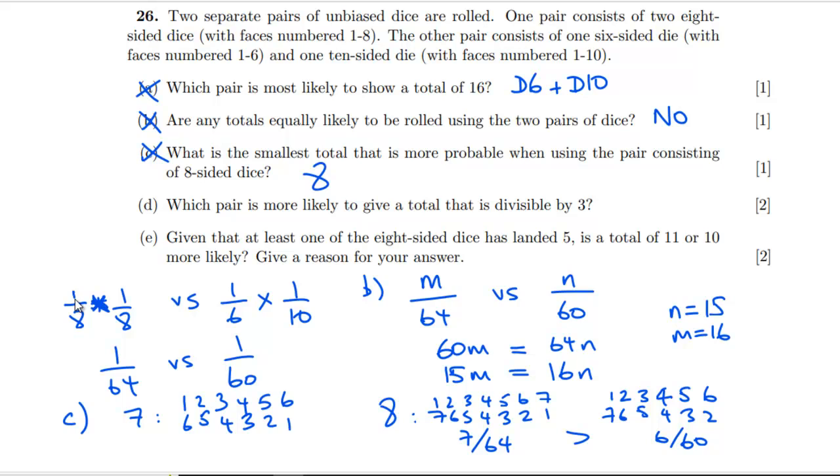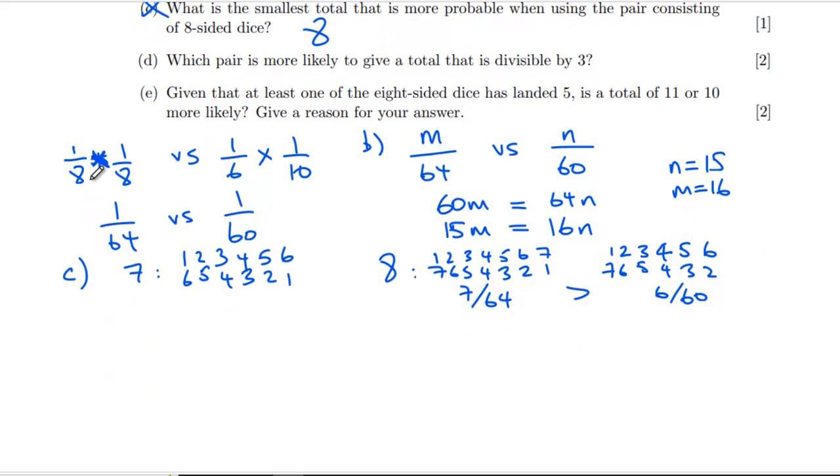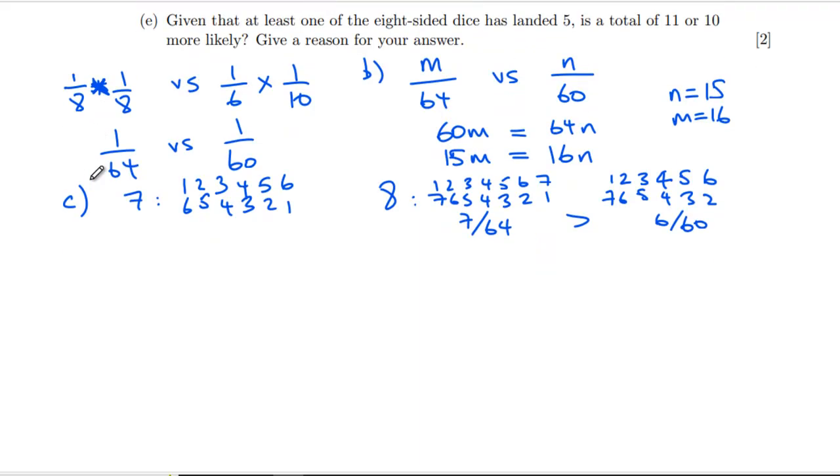Which pair is more likely to give a total that is divisible by 3? 2 marks. How do we go about doing that? More likely to give a total that's divisible by 3. What could we do? We could think of all the things. So the 2d8 roll is going to be, what can it produce?